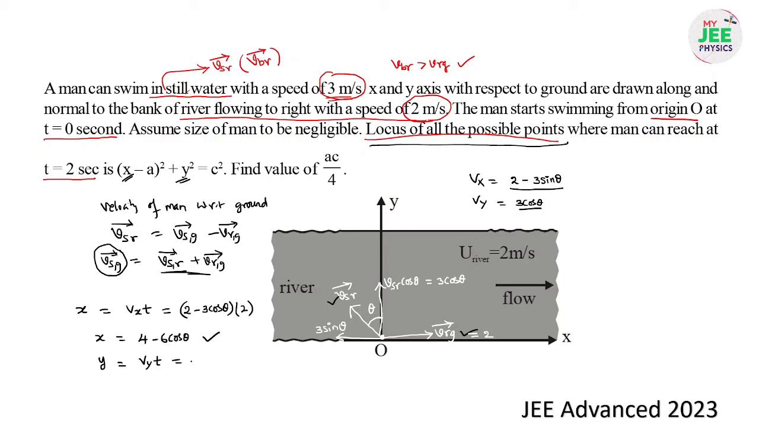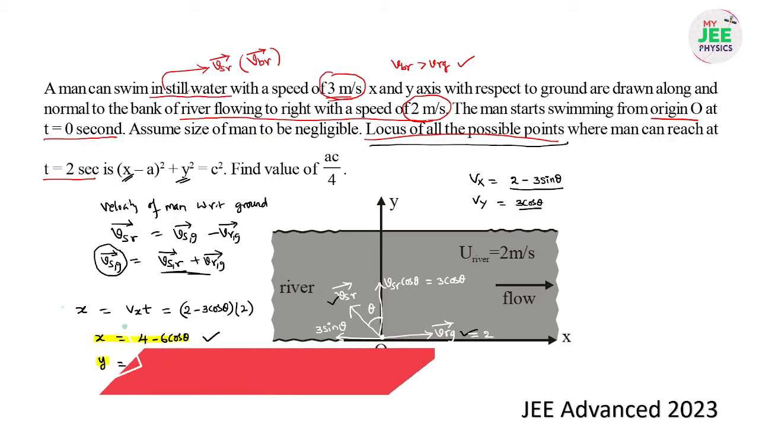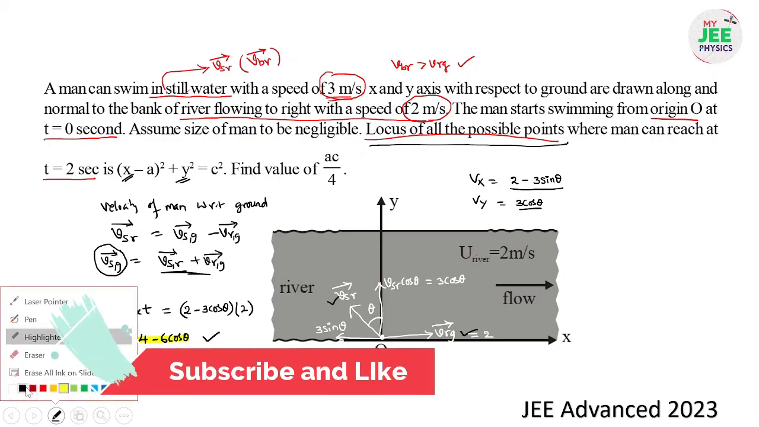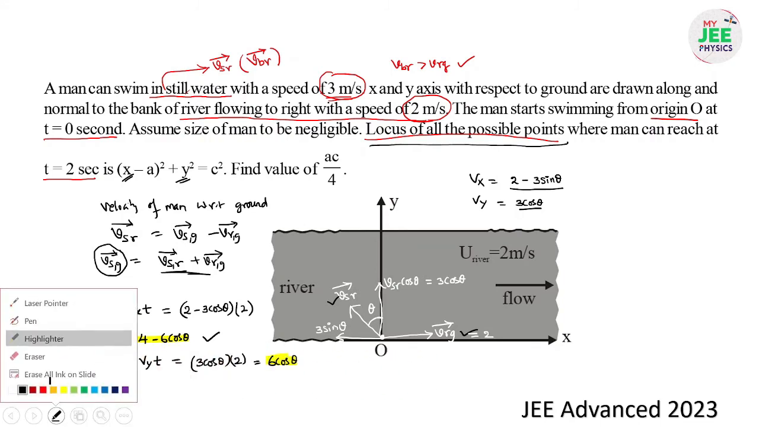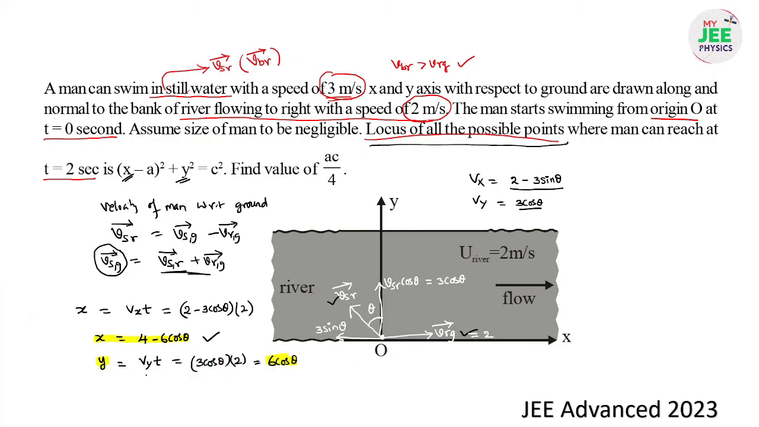Okay. Then what is the Vy value? Vy value is 3 cos theta into time is 2 again. So I can write down this is 6 cos theta. Okay. So then we have got two equations. One is x is 4 minus 6 cos theta. Other one is y is equal to 6 cos theta. So then we have to find out the relation between these two, and ultimately we have to find out the locus of points x and y where theta should not be there. In this expression theta is not there. Okay, so I can find out now.